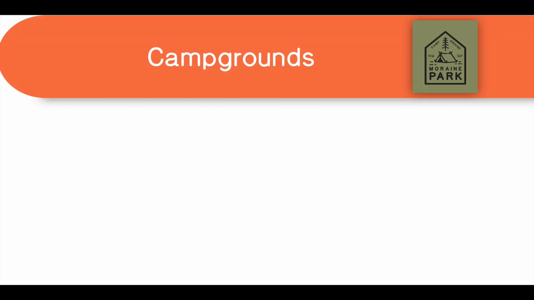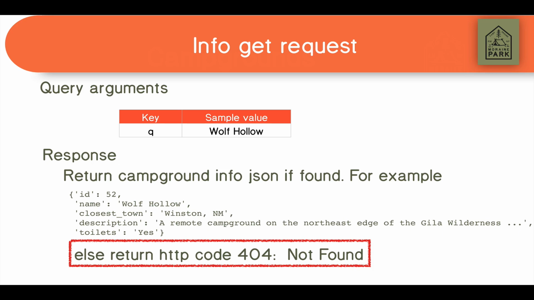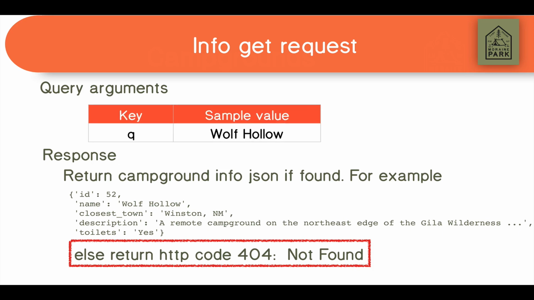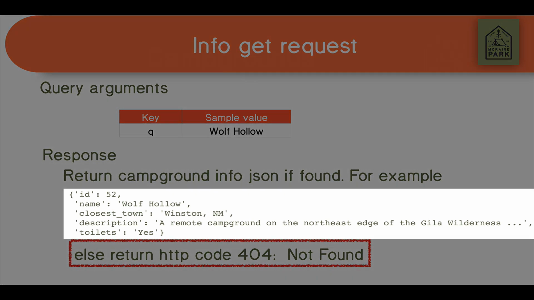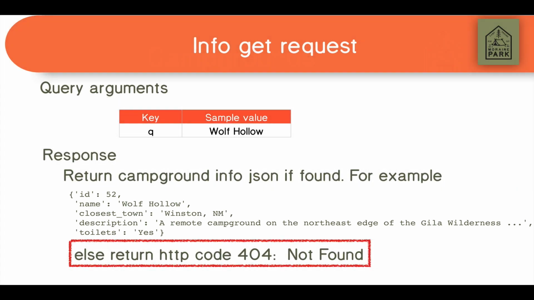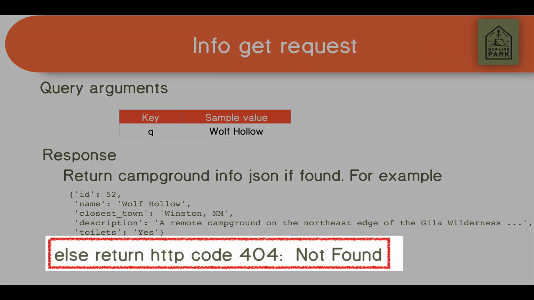The example we'll be using is one that we're familiar with from the Postman video. It's the one with campgrounds where people can get basic information about campgrounds. For example, in that Postman video, we saw this request, an info request, where it takes one argument, Q, which is the name of a campground, like Wolf Hollow. It searches the database, and when it finds information about that campground, it returns it in a JSON object, like shown there. If it doesn't find any matching entry in the database, it'll return that 404 error, that not found error.